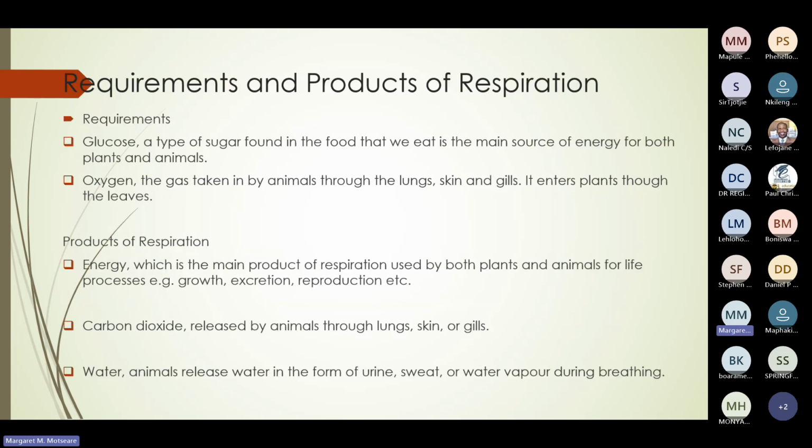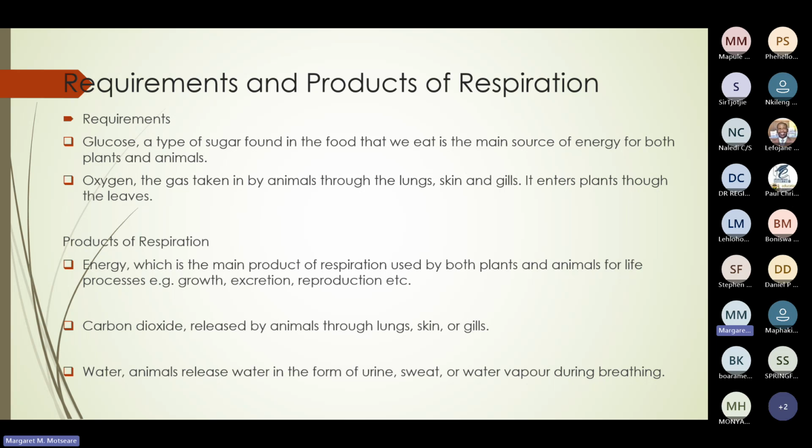Let's look at the requirements and the product of respiration. The requirements during the process of respiration are glucose and oxygen. Those are the two things that are needed. Glucose is a type of sugar found in food that we eat. It is the main source of energy in both plants and animals. It means both plants and animals need energy in order to perform their different duties.